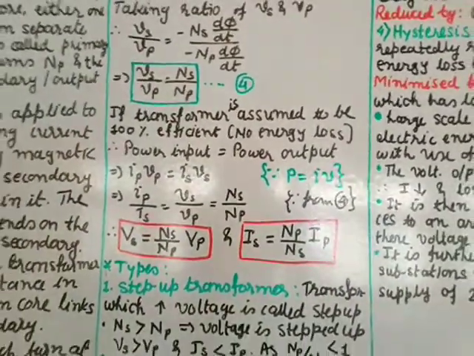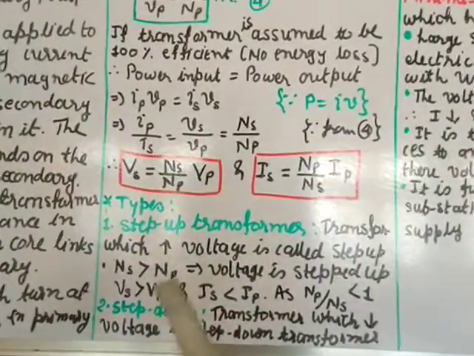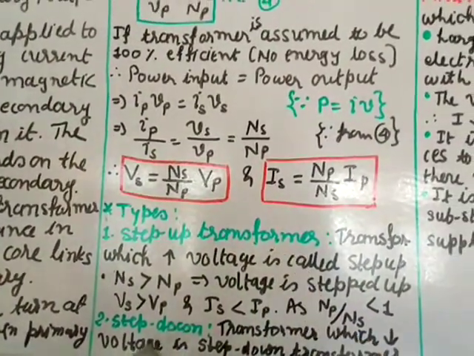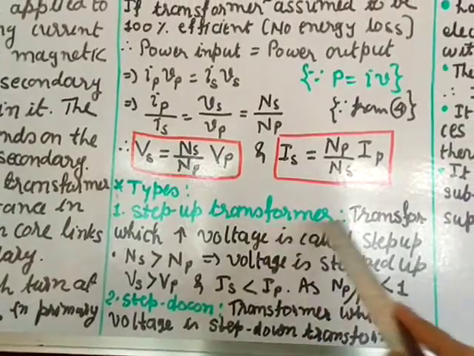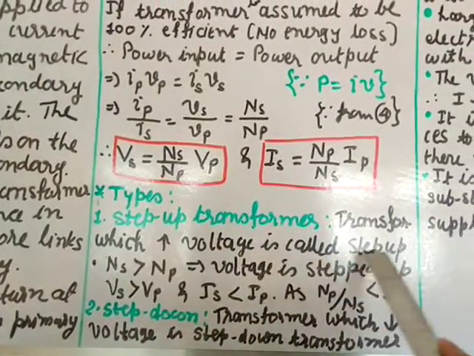Okay, now next we have types of transformer. We have two types. One is step up transformer and second is step down. Step up means a transformer which increases voltage is called step up.